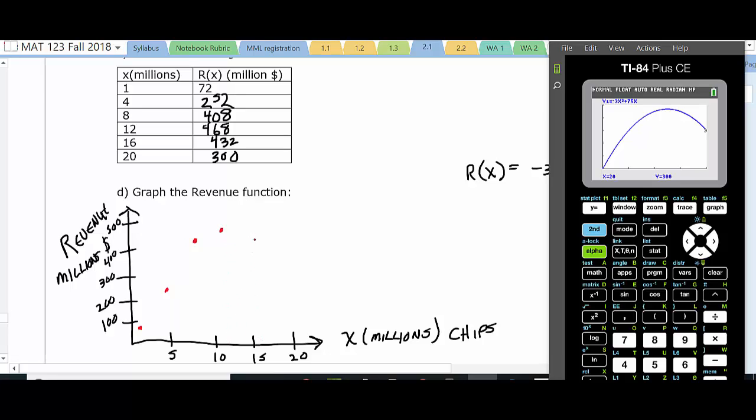16 and 432, and then 20 and about 300. And that's probably good enough, and then just sketch it in like that. Okay, that's your revenue function like that. And that's very typical that revenue takes that type of a path. It increases and then starts decreasing for different reasons.